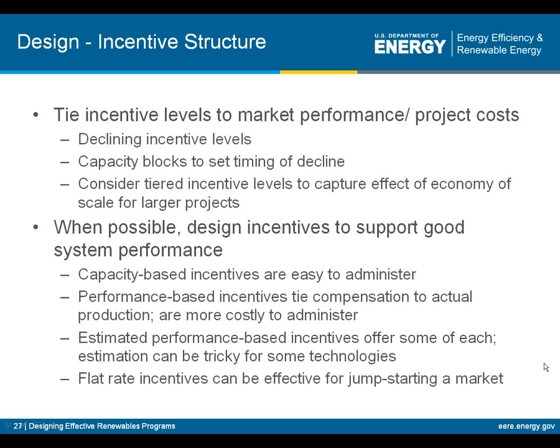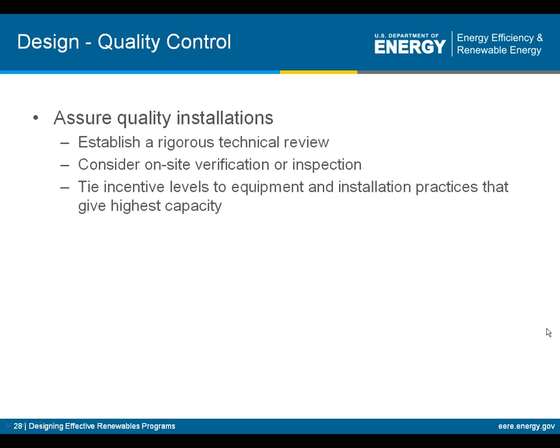There are certain cases where a flat rate incentive can be really effective. In other words, put in a new solar hot water heater and get $1,200. They're really easy, of course, to administer. They're easy to understand, and they can be very effective for jump-starting a market as well. So they could have a place in your scheme.